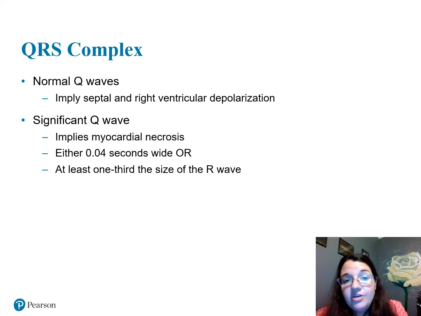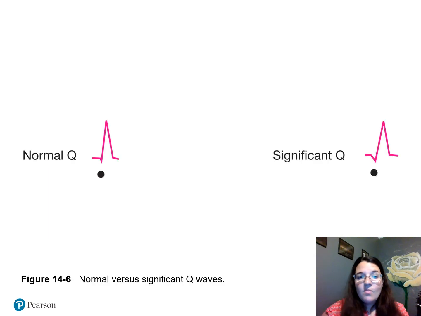A significant Q is going to be either 0.04 seconds wide or at least 1/3 the size of the R. So we are not talking about the total complex. We're only talking about that Q, okay? So your first image here shows a normal Q, right? You dip down and you go back up. Remember, your Q is going to be negative, R is positive, and then your S is negative.